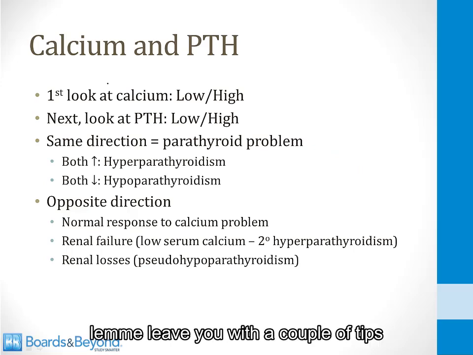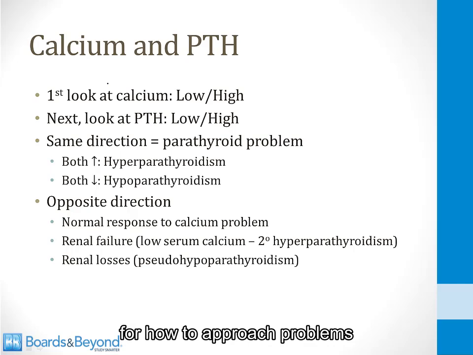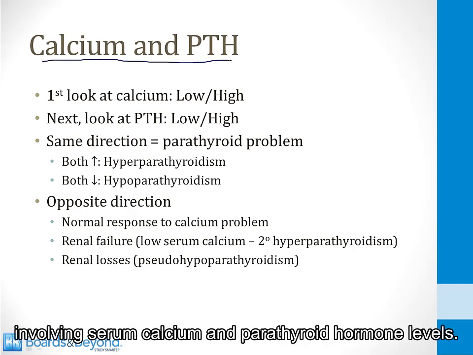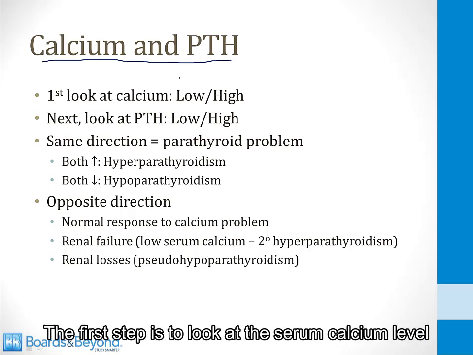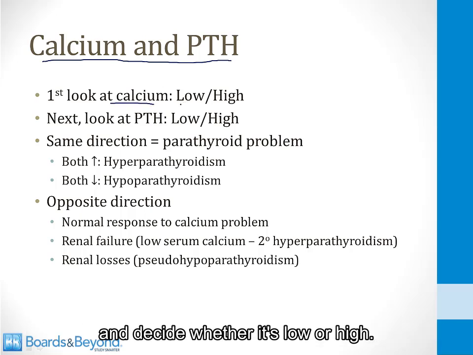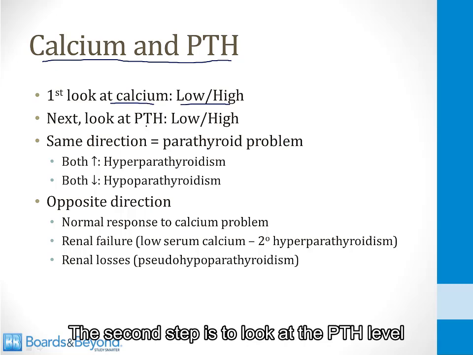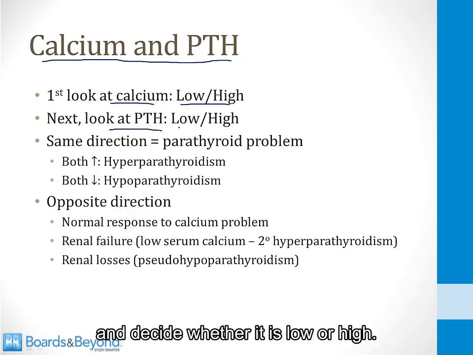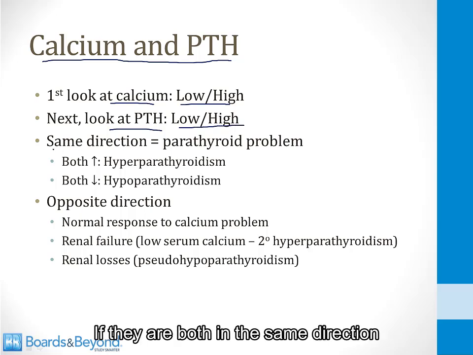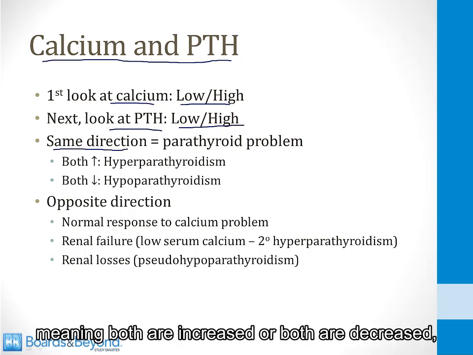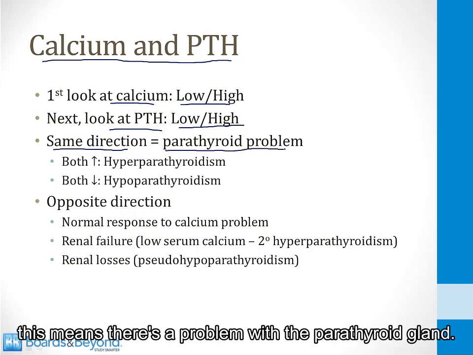Let me leave you with a couple of tips for how to approach problems involving serum calcium and parathyroid hormone levels. The first step is to look at the serum calcium level and decide whether it's low or high. The second step is to look at the PTH level and decide whether it is low or high. If they are both in the same direction, meaning both are increased or both are decreased, this means there's a problem with the parathyroid gland.